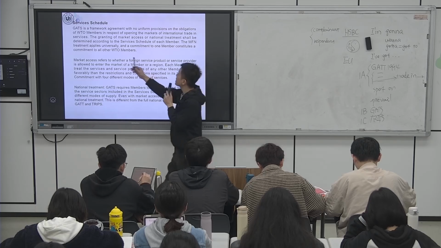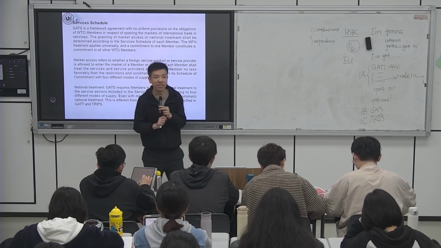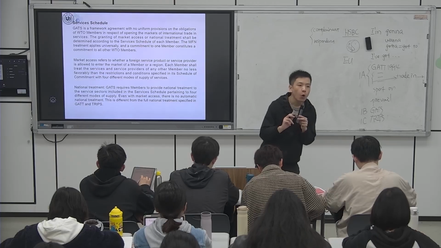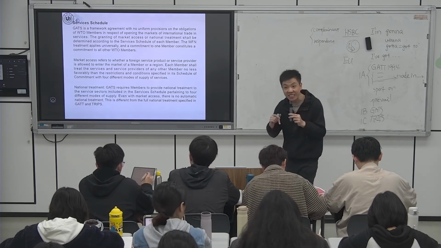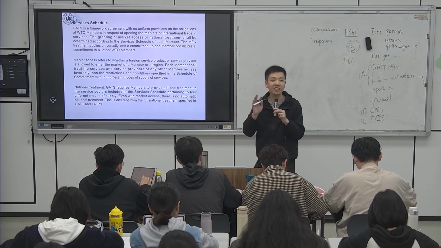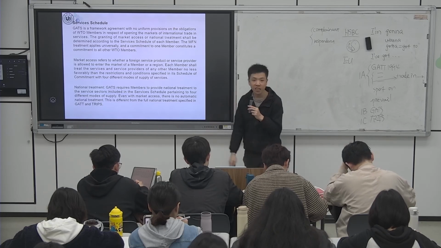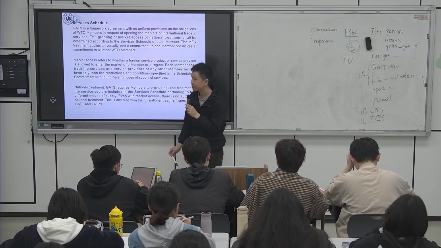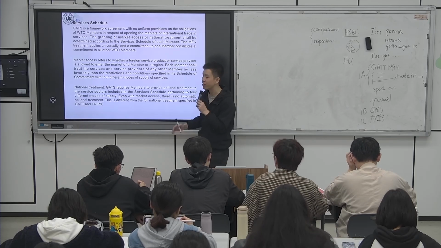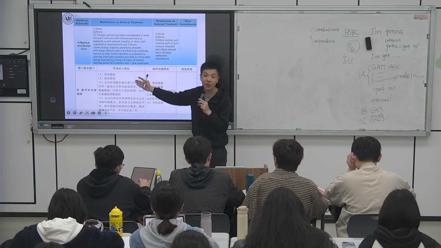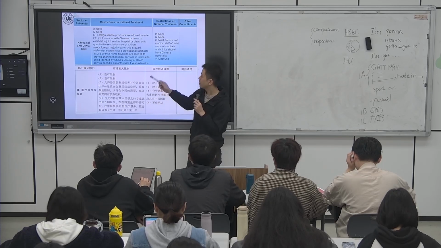As opposed to services schedule, we also have a goods schedule. Goods schedule in Chinese is called 货物减让表. And what would be included in the goods schedule? It's all about tariff rates, something like that. Tariff rates, because they're goods, right? And what is included in services schedule? It's all about the openness of a country's services sectors, like this. We've already talked about this, right? This is a services schedule of China.